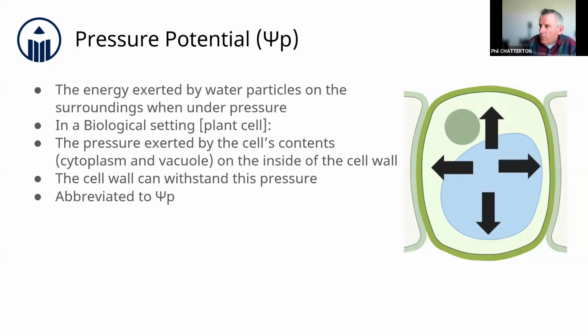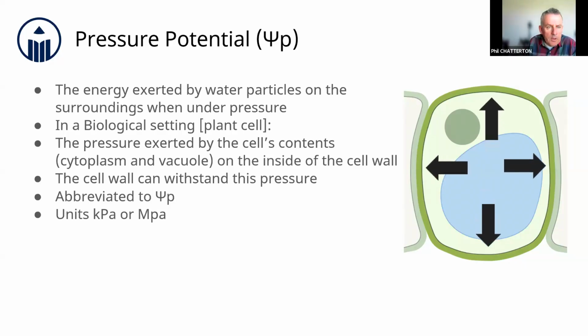So again, we have the abbreviation psi underscore P for pressure potential. And the units are either kilopascals or megapascals, kilo being 1,000 newtons per square meter, and mega being 1,000,000 newtons per square meter. Megapascals or kilopascals. Always make sure you're aware of the units if you're answering a numerical based question.